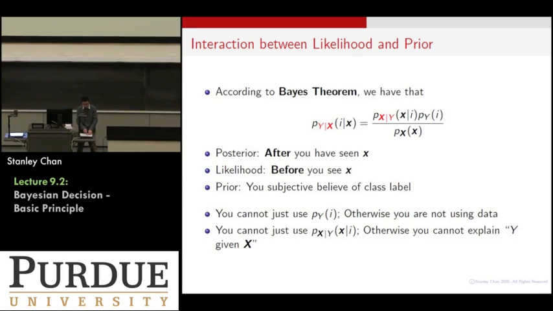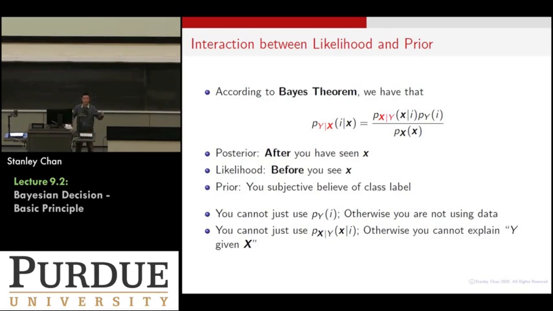So the left-hand side is the posterior probability, that is, after you have seen the x. The prior on the right-hand side is what you know before you see the x. I want to emphasize one thing: when you do classification, you are really dealing with the interaction between the likelihood, the prior, and the posterior. You cannot just use the prior, because if you only use the prior, then you don't really pay any attention to your data.